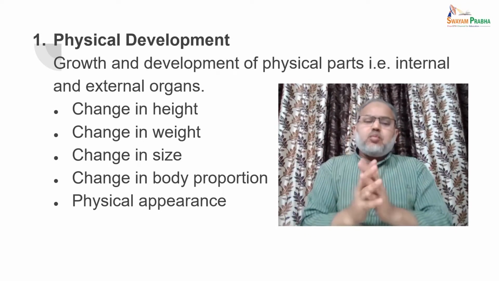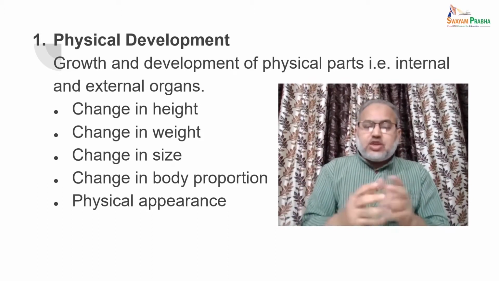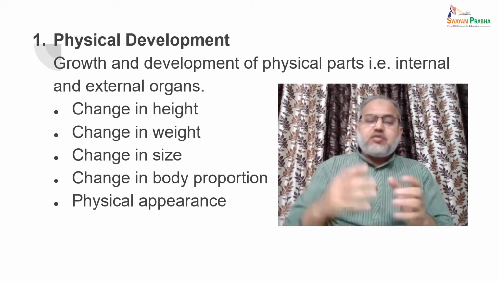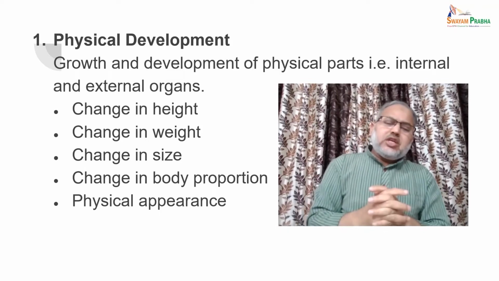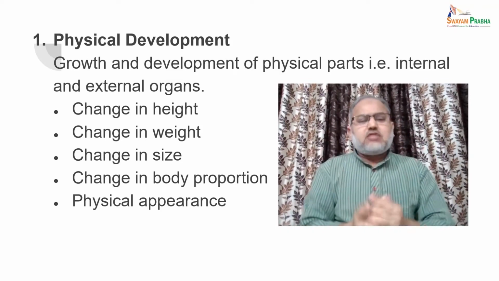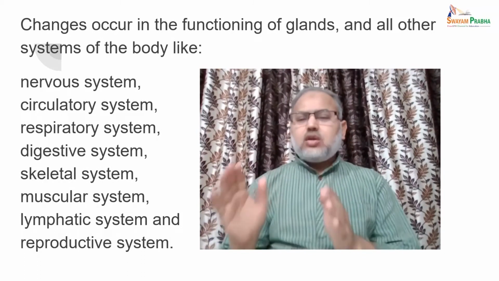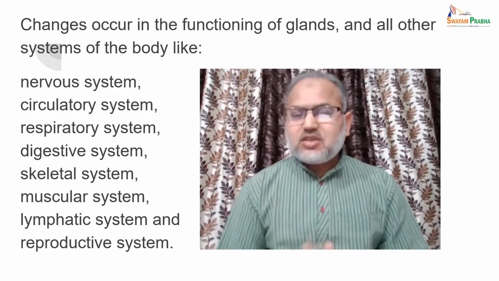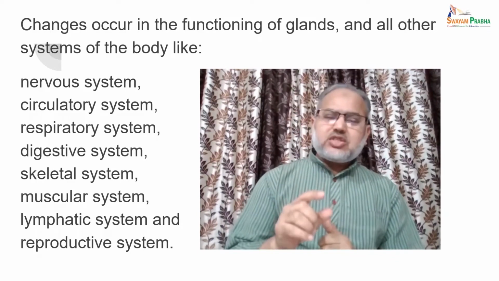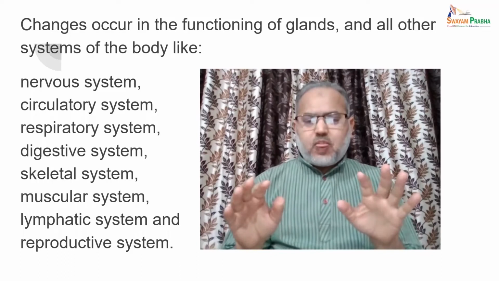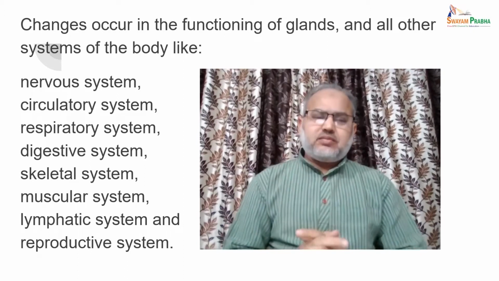And the main component of physical development is basically change in size, change in weight, change in height, change in body proportion of a growing child, and the change in physical appearance of a child. All these come under physical development. So, dear learners, changes occur in the functioning of glands and all other systems of the body like the nervous system, circulatory system, respiratory system, digestive system, skeletal system, muscular system, lymphatic system, and reproductive system. And all these systems grow and develop in terms of their functioning.